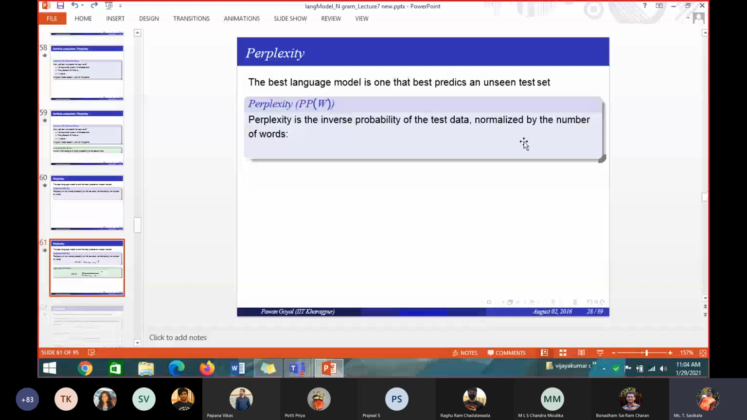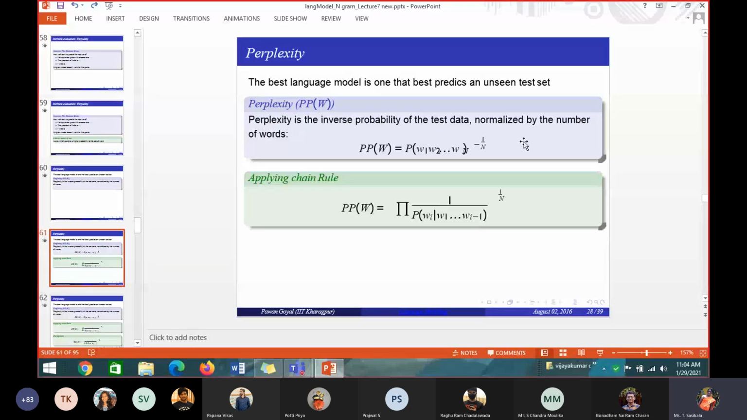This is the formula for perplexity. Can you tell me what W1 to Wn is? PP(W) is the perplexity for the given words in the given sentence. What is W1 to Wn? The whole sentence, ma'am, all the words. All the words present in the test data or the training data? Training data? No, perplexity is the inverse probability of what? Test data. So W1 to Wn are the n words present in the test data. I am finding the inverse probability, P inverse, normalized by the number of words.